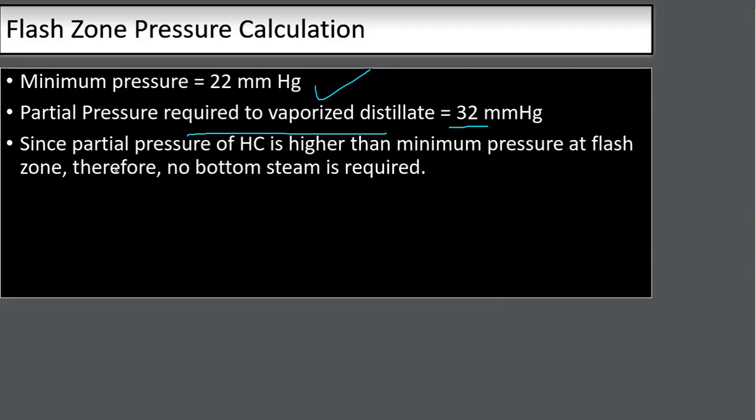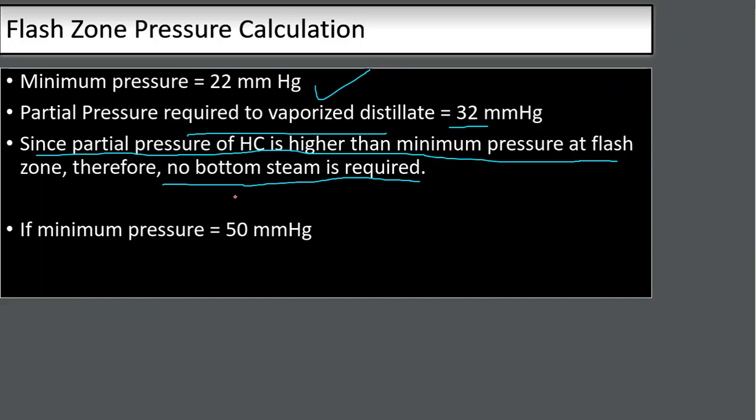So we can conclude here that since the calculated pressure is higher than the minimum pressure at the flash zone, we don't need any bottom steam in the column. What we need here is that the calculated pressure should be greater than the minimum pressure required. So no steam is required, meaning dry tower operation is going on.